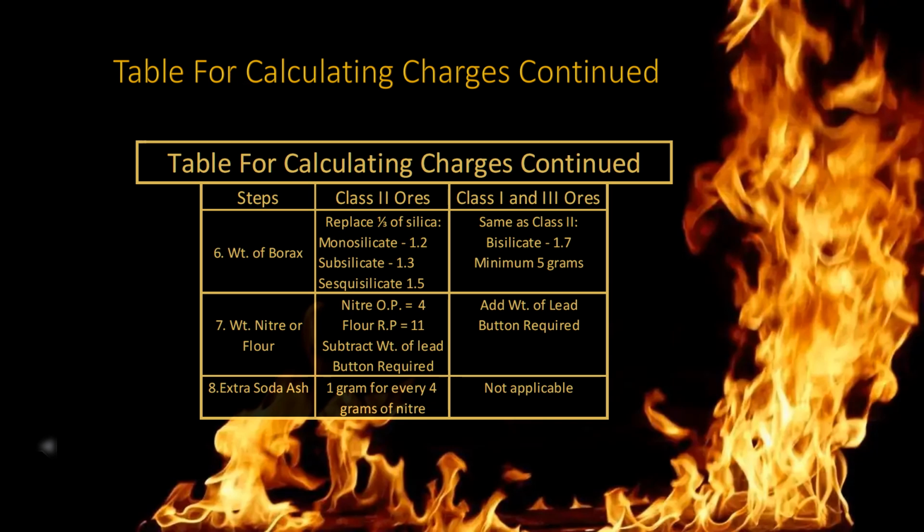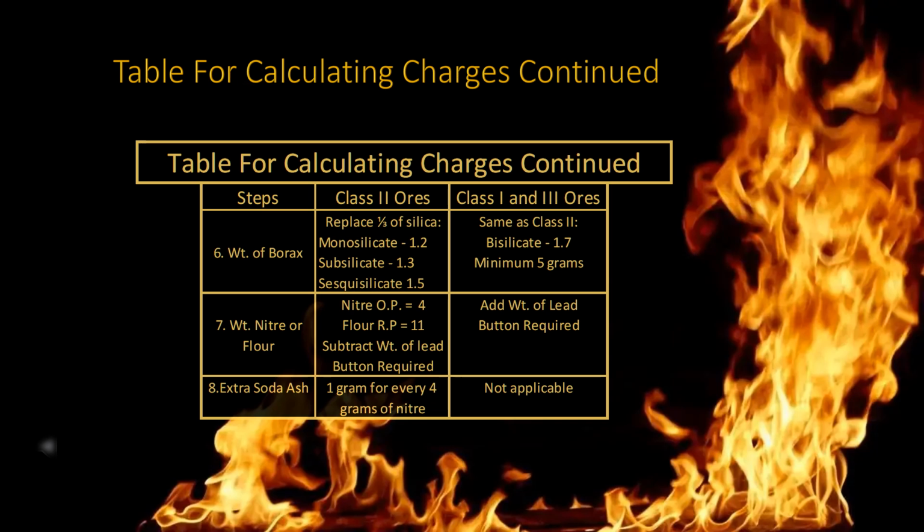In step 7, the reducing or oxidizing powers are calculated. For the Class 2 ore, niter or flour will be needed for the button creation size required. But for the Class 1 and Class 3 ore, it will be simply flour that is needed. These calculations will be shown later in the next presentation.